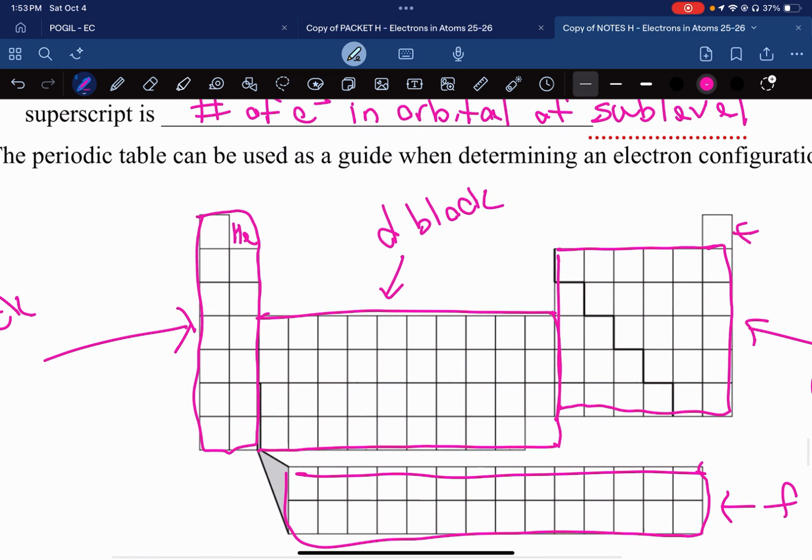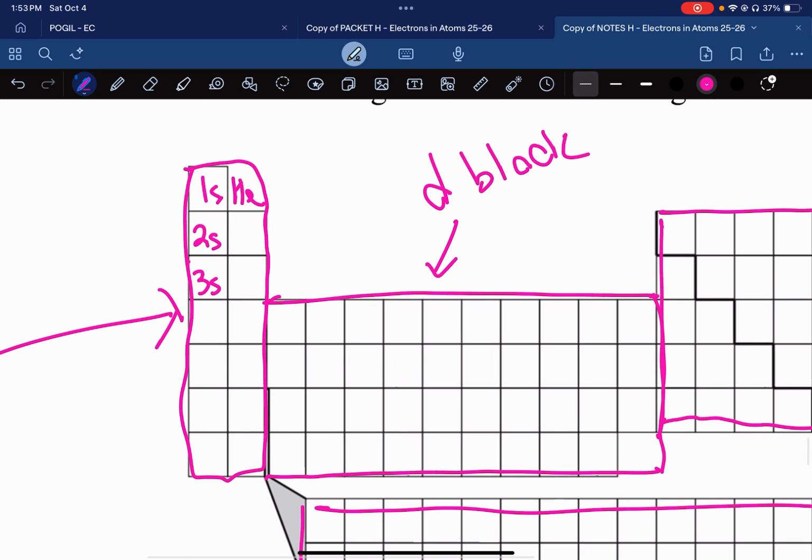So when we're doing our electron configuration, we can use the periodic table to come up with this address, this electron configuration for every element on the periodic table. Just for the sake of time, I'm not going to label every one of them, but we're just going to get started here. 3s, 4s, 5s, 6s, and 7s. All the ones within this box are part of the S block.